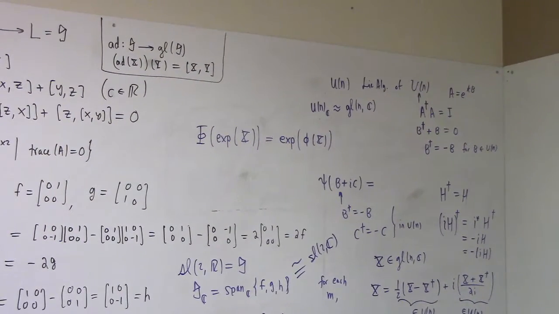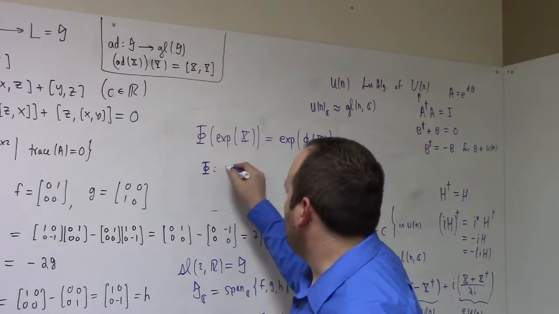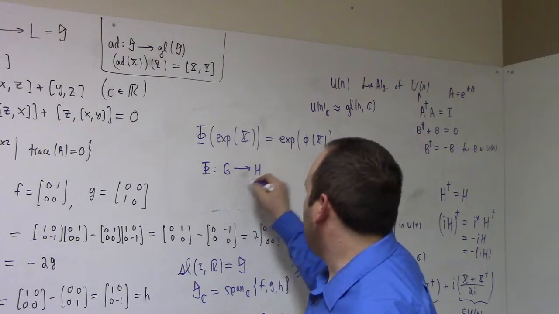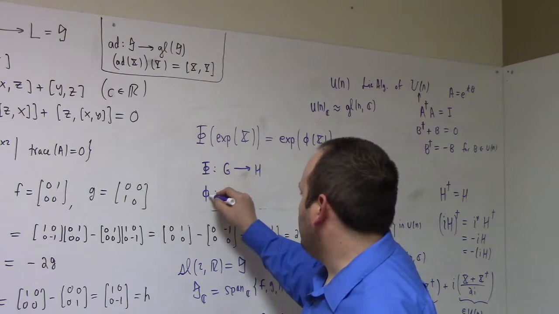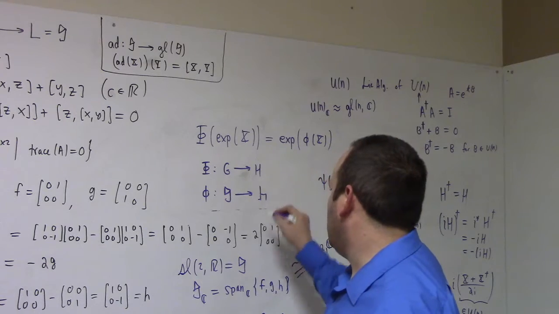He says this result is extremely important because it implies that if G is simply connected, there's a natural one-to-one correspondence between the representations of G, all right? So again, what's the deal here? Big phi is a group homomorphism from G to H. Little phi is a Lie algebra homomorphism from g to h. Okay?